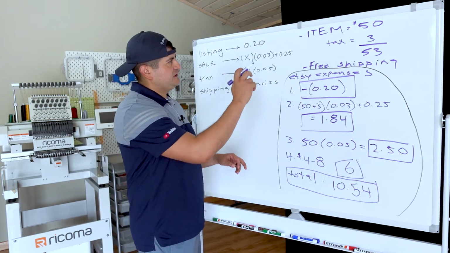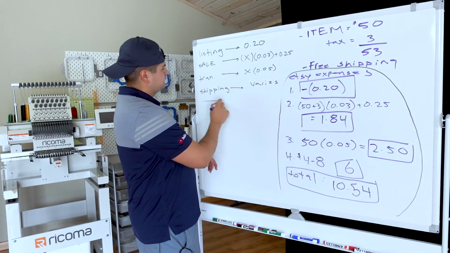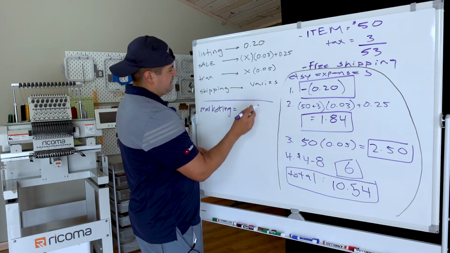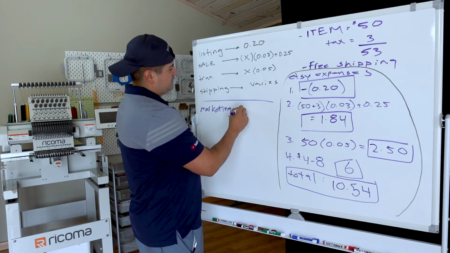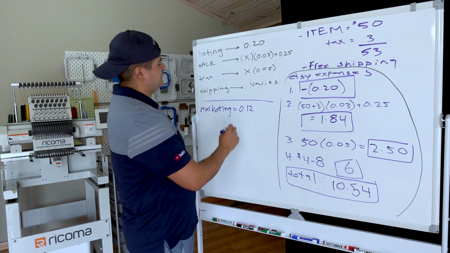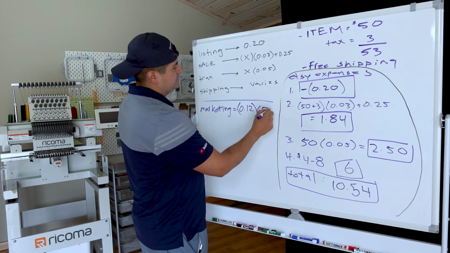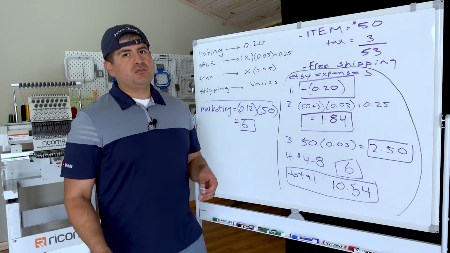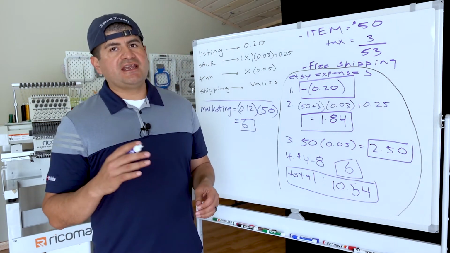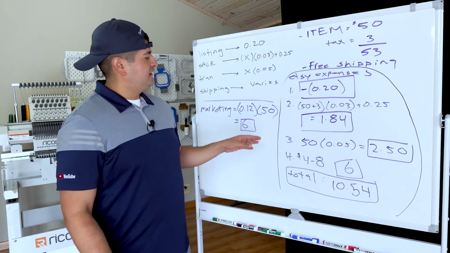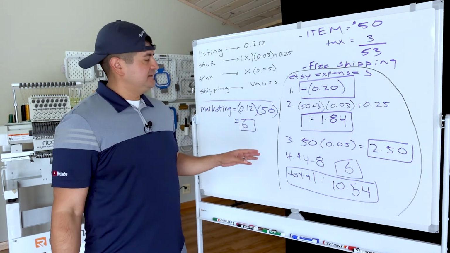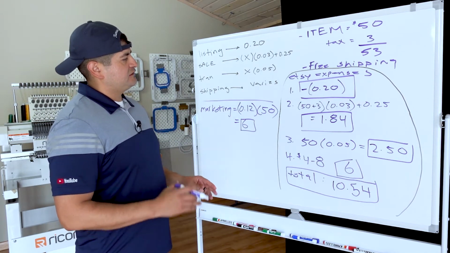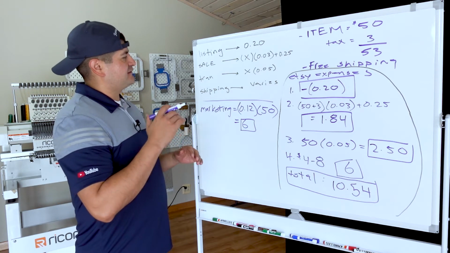So in our situation, if you're selling an item, let's say marketing, that is gonna be 12%, so 0.12 times 50. So that's potentially six more dollars. If your customer came through a search inquiry and that was from an advertisement from Etsy, you would get charged $6 here on top of that $10.54. So as you can see, these expenses could start climbing.